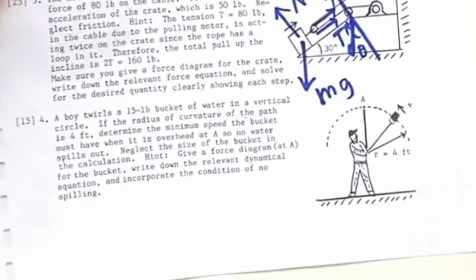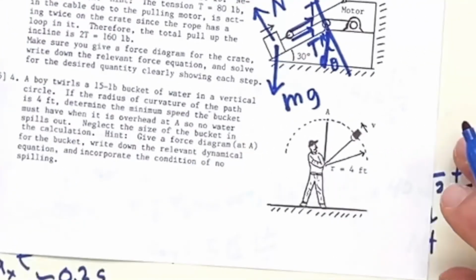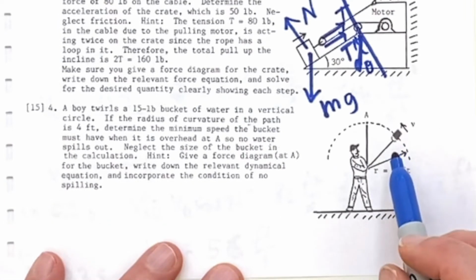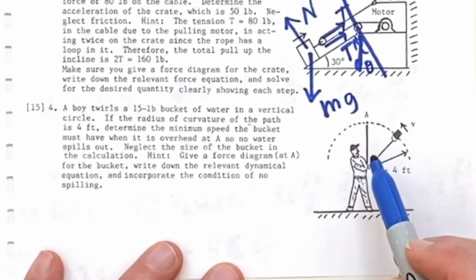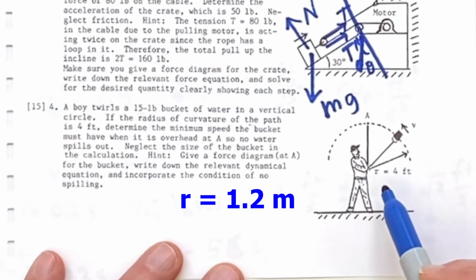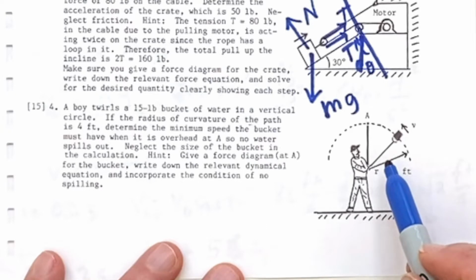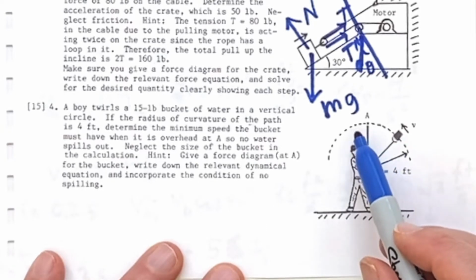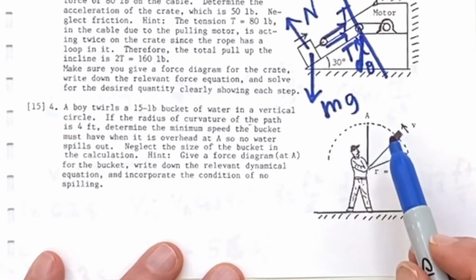Okay, the fourth and last problem on the exam is the boy twirling a 15-pound bucket of water in a vertical circle. If the radius of the path is 4 feet, determine the minimum speed the bucket must have when it is overhead at A so that no water spills out. Neglect the size of the bucket in the calculation.